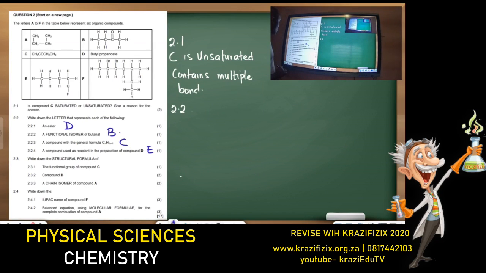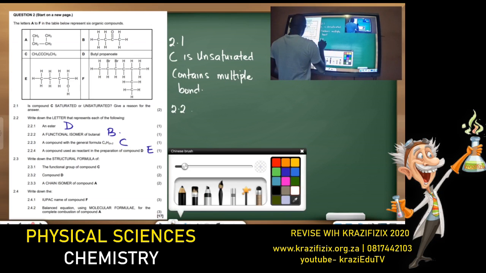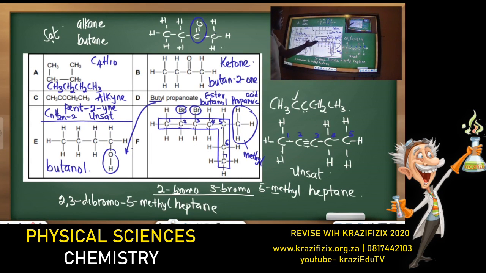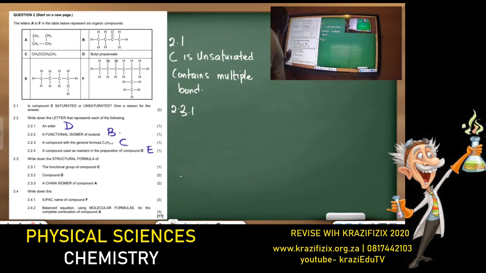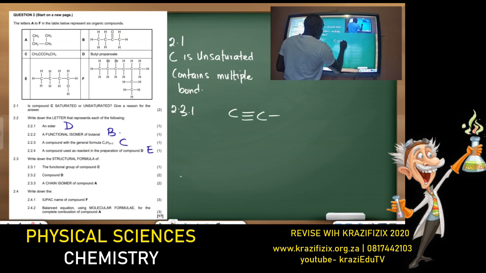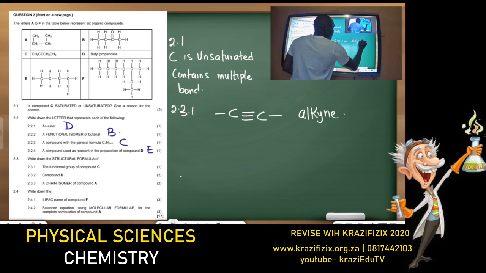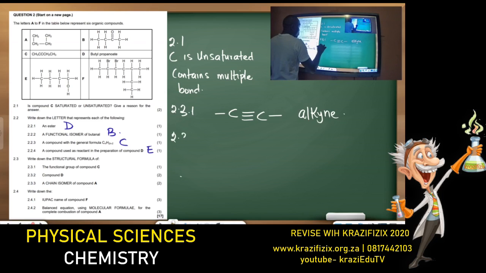Write down the structural formula of the functional group of compound C. All right, so 2.3.1. C, what did we say about C? C is an alkyne. Oh, that is it there. But you need to read the question very well. It says the structural formula of the functional group. Since it is an alkyne, that is my answer. That is the functional group. Please take note. The structural formula of the functional group. This is the alkyne. All right.